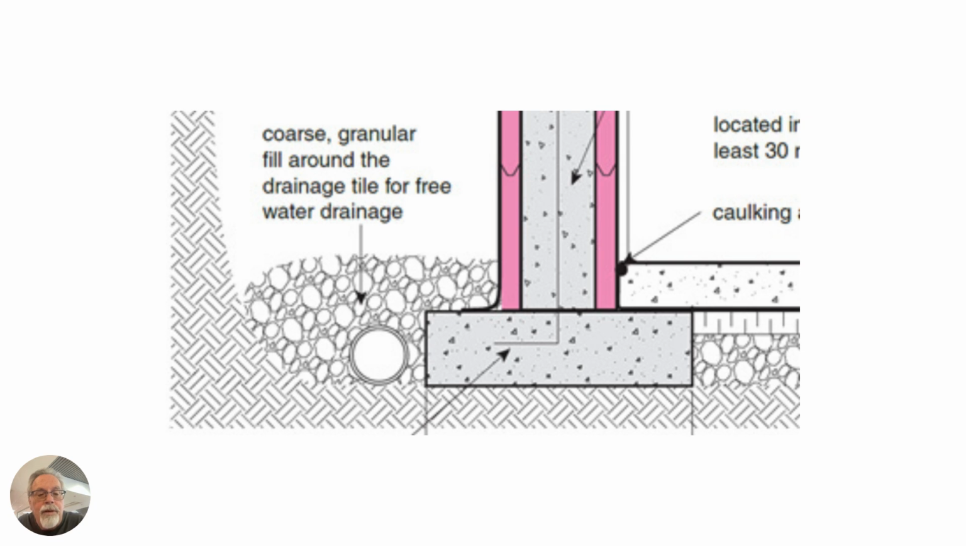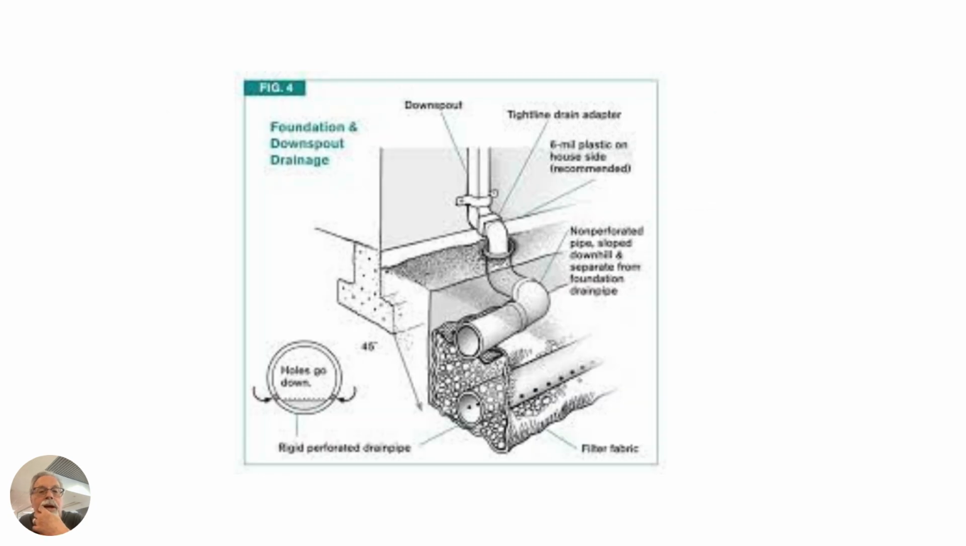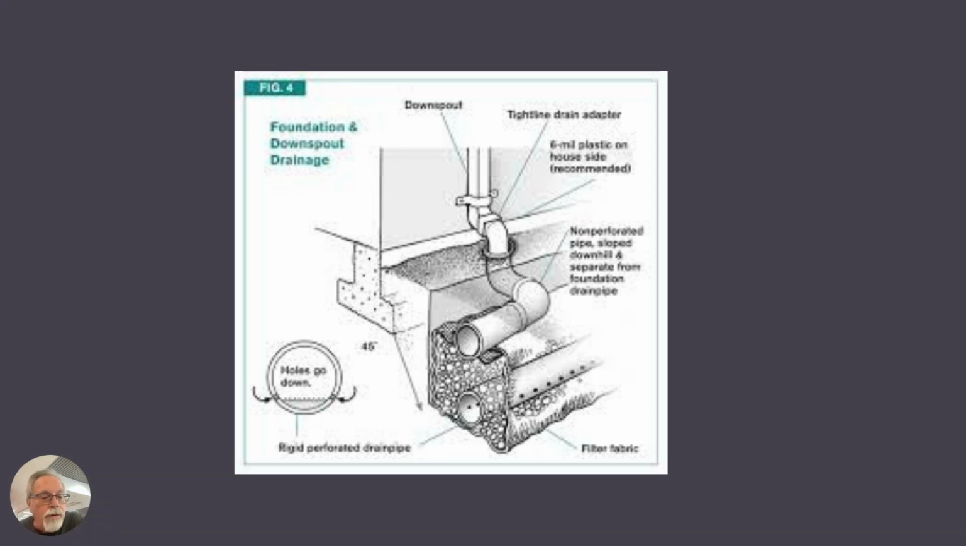Here is another drawing about the footer drain. This has got two. This has got a shallow surface drain, which is collecting water from the gutters, and then that's discharging it. At least what most engineers will say is to move the water at least 10 feet away from the foundation or the house, and then the lower perforated pipe that you can see there.